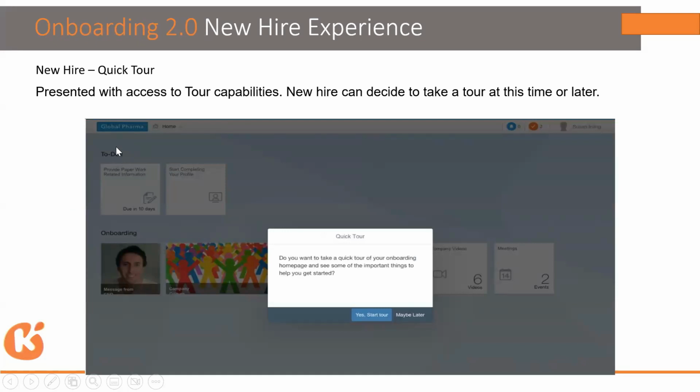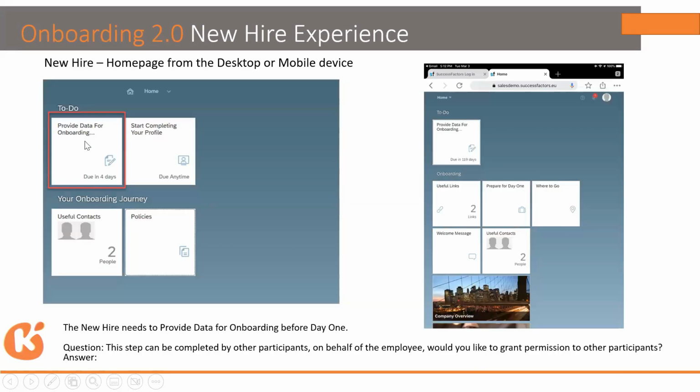Once they log in, this is where they will have a new hire portal. They'll have a quick tour also there. And then they will click on provide data collection for onboarding. Once they click, you see here the welcome message, where to go, prep for day one, whatever the hiring manager assigned, right? Everything will show as tiles. So that's how the new hire can see everything here in the portal.